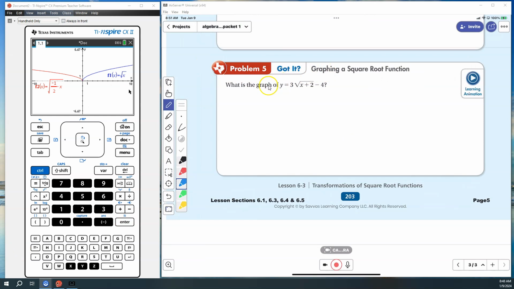For problem 5, it does say to graph it, but I'm going to go ahead and discuss what each of these numbers is going to do to the parent function, how it's going to transform it. The -4 is going to shift it down 4. The +2 is going to shift it to the left. And 3 is going to do a vertical stretch. So I'm going to write that down. It's going to do a vertical stretch of a factor of 3. It's going to shift down 4 units, and it's going to shift left 2 units.